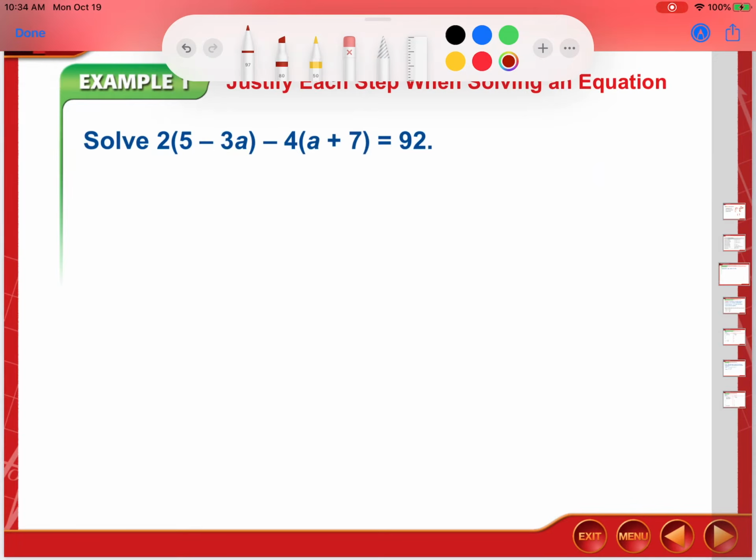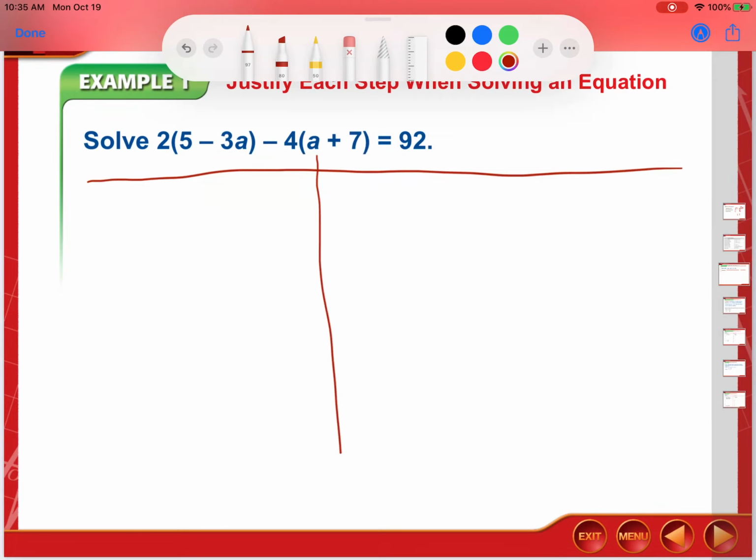Okay, so our first proof, we are supposed to solve 2 times (5 minus 3a) minus 4 times (a plus 7) equals 92. And so how we're going to solve this is we're going to write a 2-column proof. So real quick, we're going to make this 2-column proof. Alright, so our steps, or our algebraic steps, go on the left-hand side. Then on the right-hand side, we have our properties or our evidence.